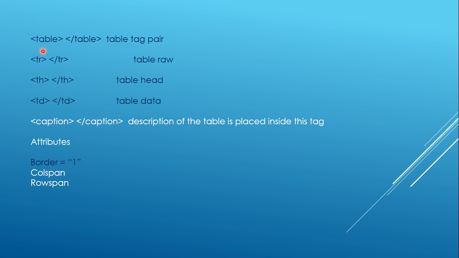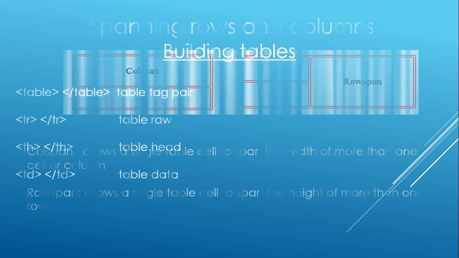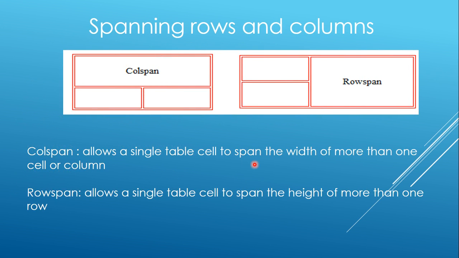So far we have seen the table rows, table head, and table data. But today we are going to use a new tag called the caption tag. And for attributes, so far we have seen the border attribute, but today we're going to consider column span and row span. Now let's have an idea of what a column span and a row span are.